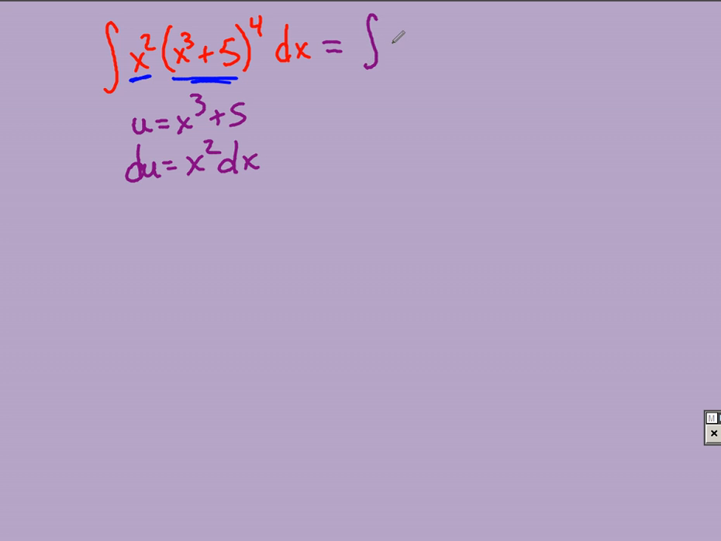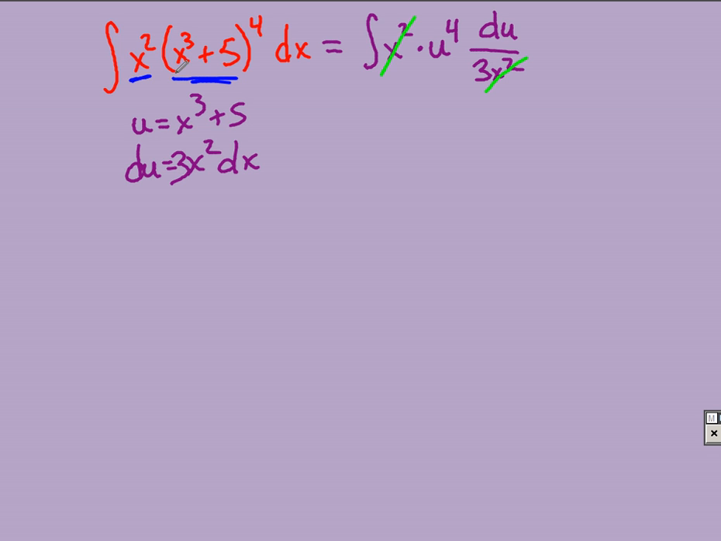Let's plug in what I know. It would be the integral of, I'll keep that x squared, I can't do anything with that. My x cubed plus 5 is now my u, and it's u to the 4th power. My dx will now be du divided by, it would be 3x squared, I should have put there, I'm sorry. Du divided by 3x squared. And look what happens here. The x squared cancels each other out.